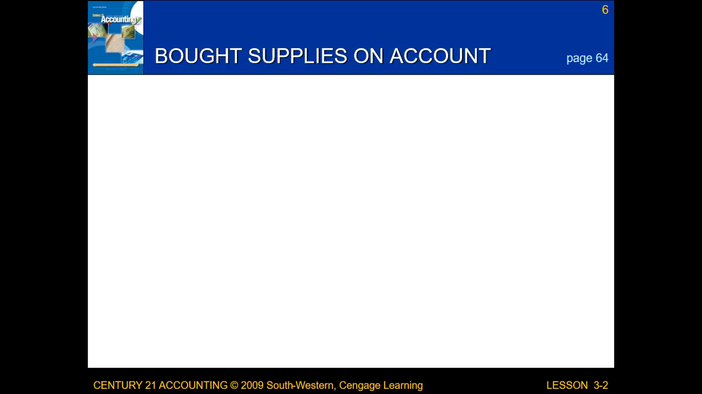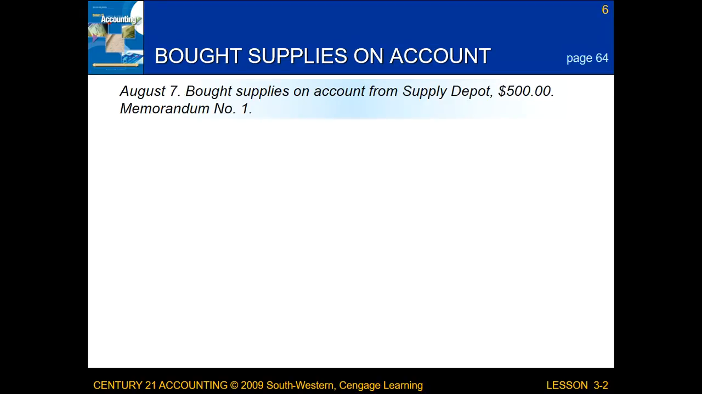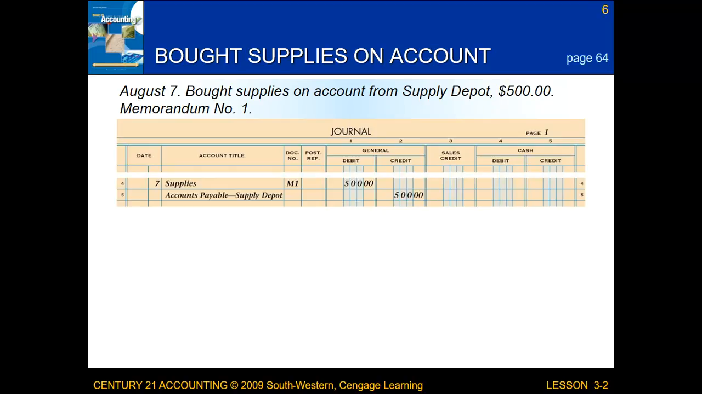On slide 6, our next transaction is a little bit different because this time I buy supplies on account. The two accounts that I'm dealing with are supplies and accounts payable. So when I look at my T accounts, I know that they're both accounts that do not have a special column. So my debit to supplies of $500 needs to be in the general debit column, and my credit to accounts payable needs to be in the general credit column. Because of that, I need to use 2 lines for this entry.